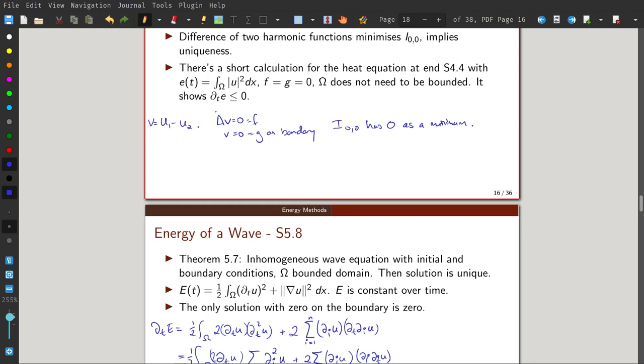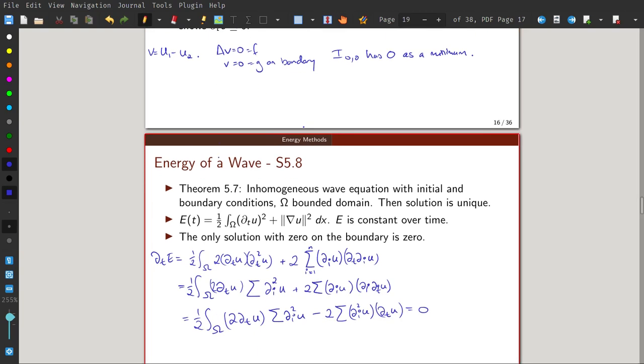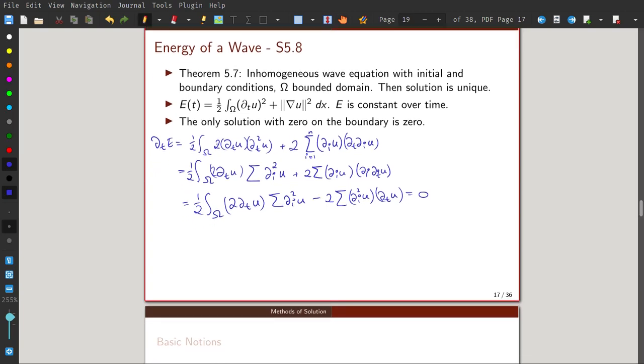You might want to contrast this to the heat equation where the energy was decreasing in time. But in either case, you see that the difference of two solutions has to have energy 0 and therefore has to be the 0 function. And again, therefore you get uniqueness. Okay, the only thing I would say physically, using the physics of the situation, is how to explain each of these terms here.